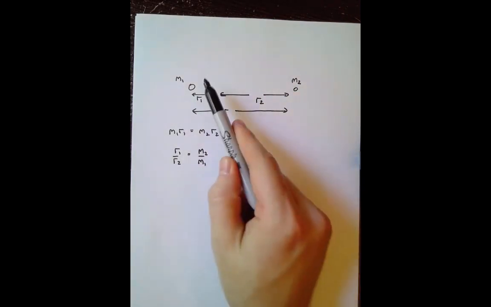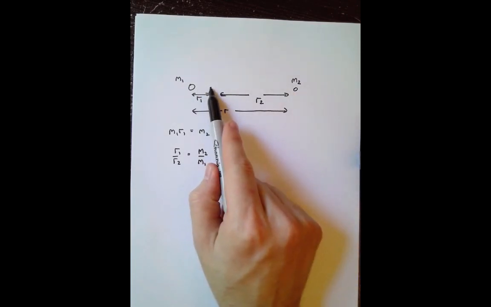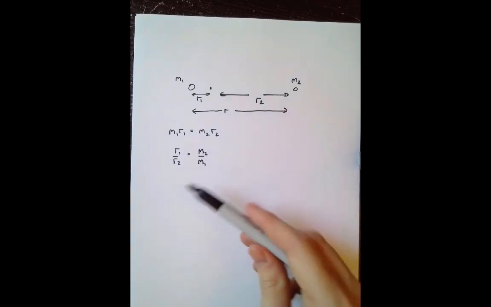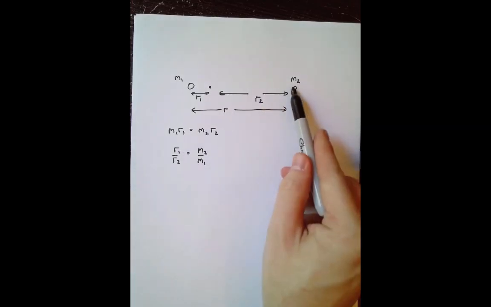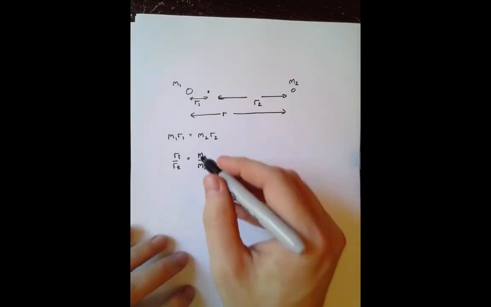And we can check we've got this the right way round. We know intuitively that if m1 is more massive than m2, then the center of mass will be closer to m1, which means r1 should be smaller than r2. Well, this is what we find here. If m2 is smaller than m1, then r1 is smaller than r2. This ratio is less than 1.